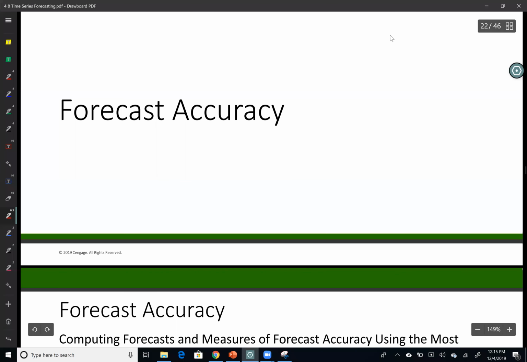In this video, I would like to talk about forecast accuracy. Once we make our forecast, it's very important to measure the accuracy of our model in historical data. We call this also validation. We want to validate our model to see whether the model is performing well or not.